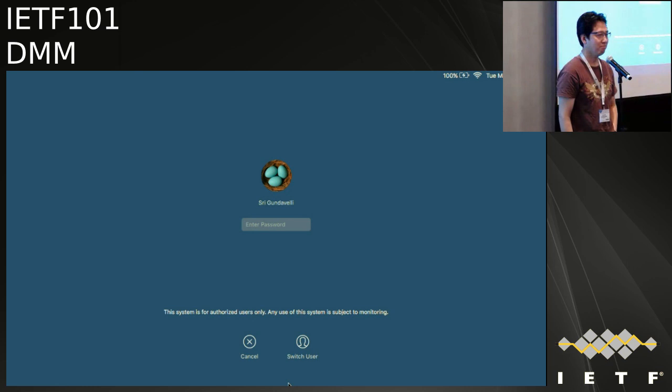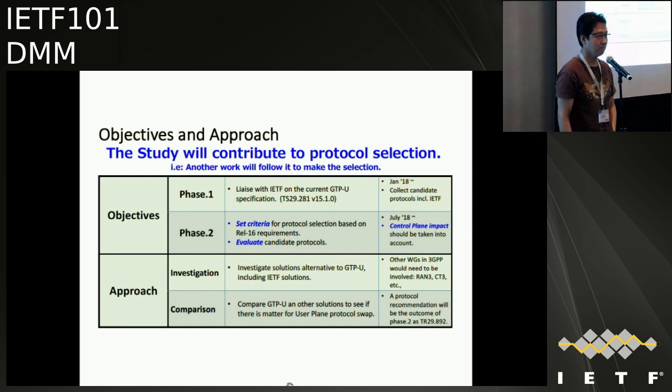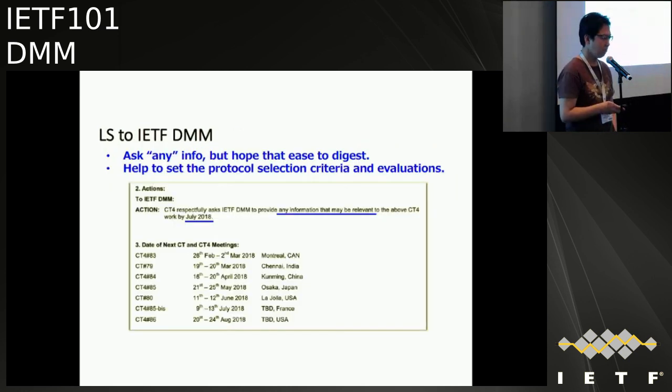Yeah, Joe Scaragianis, Huawei. Just a question on the liaison coming from 3GPP. It's mentioned there set criteria of protocol selection based on Release 16, but how then IETF is involved in this process? So I assume that this is something that the study item in 3GPP will do, but how IETF will actually contribute to the criteria that will be used to select a solution.